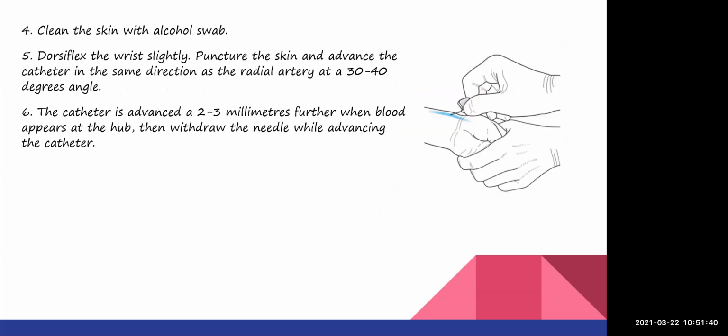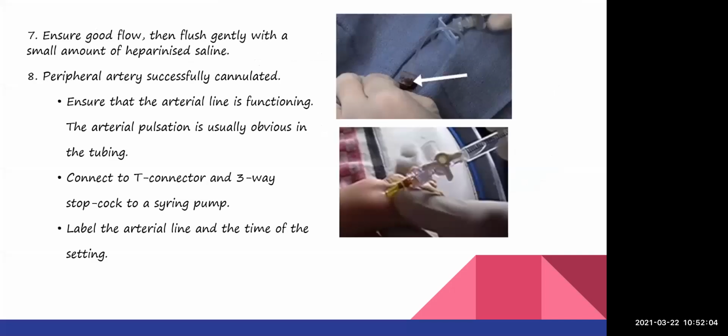So then clean the skin with alcohol swab and dorsiflex the wrist slightly. Puncture the skin and advance the catheter in the same direction as the radial artery at a 30 to 40 degrees angle. So the catheter is advanced 2 to 3 millimeters further when blood appears at the hub. And then we withdraw the needle while advancing the catheter. So we must ensure good flow and then flush gently with a small amount of heparinized saline.